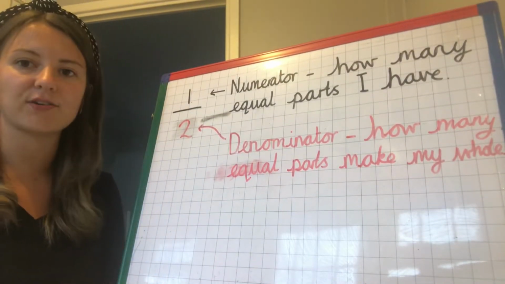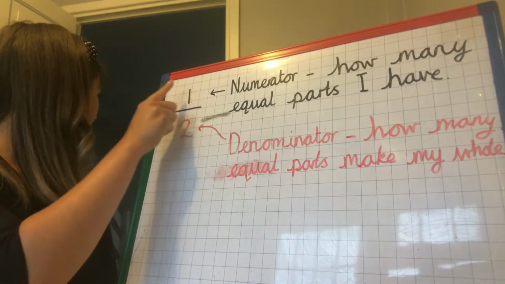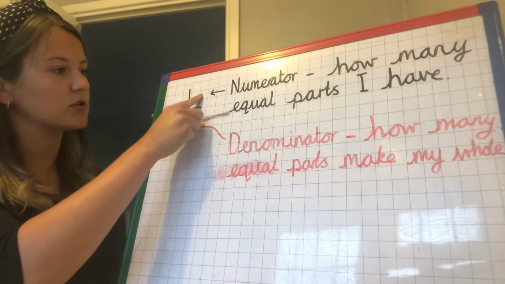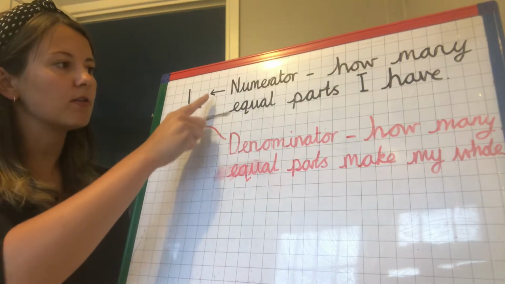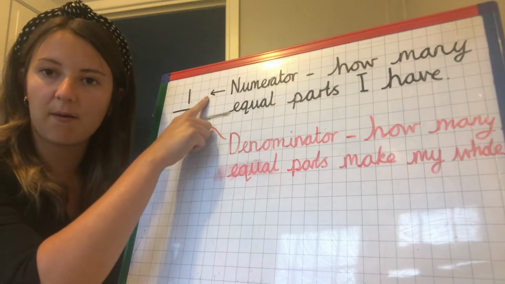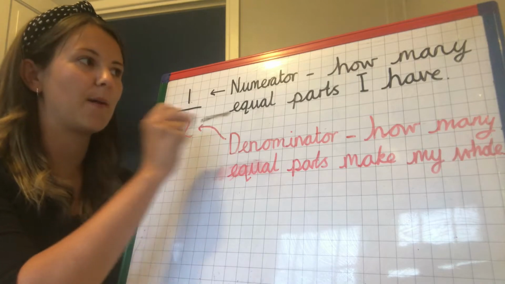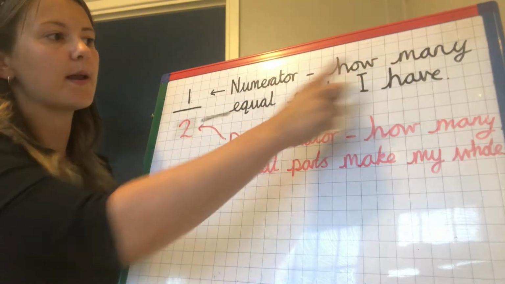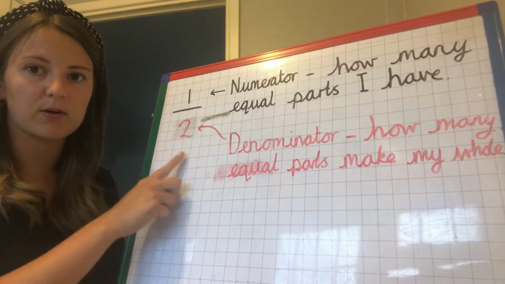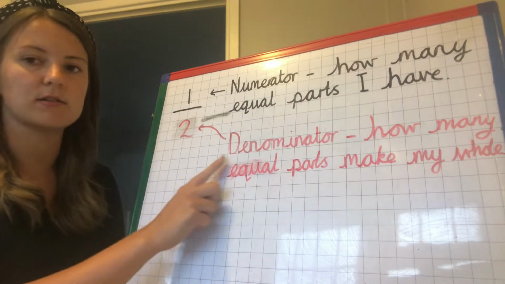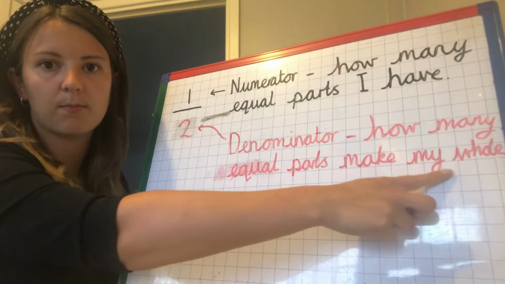When you see a fraction, it will look like this, and we read this fraction as a half. There is a number at the top, which is 1, and a number at the bottom, which is 2. The number at the top is called the numerator. In my class, we used to say the numerator, because it is the smaller one. The numerator is how many equal parts I have. The one at the bottom, which is the most important one, is the denominator, the big one. How many equal parts make my whole?